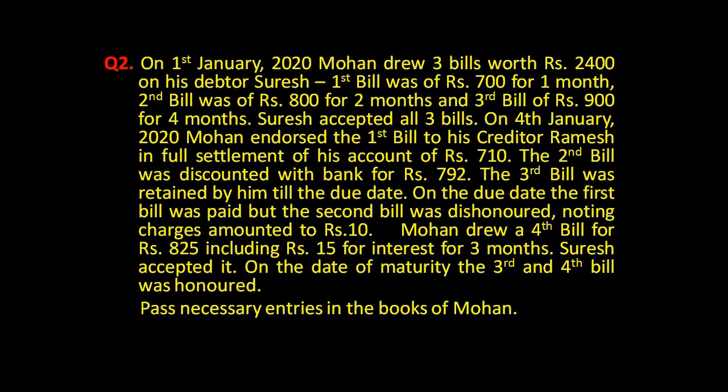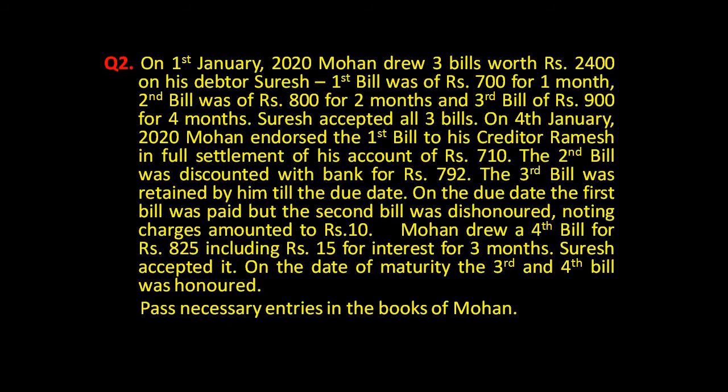It says on 1st January 2020, Mohan drew 3 bills worth rupees 2400 on his creditor Suresh. First thing that we need to understand, Mohan is the drawer and Suresh is the drawee. There are a total of 3 bills amounting in all to 2400. The first bill for 700 1 month, second bill for 800 2 months, and third bill for 900 4 months. So these are the bills. Suresh accepted all 3 bills.